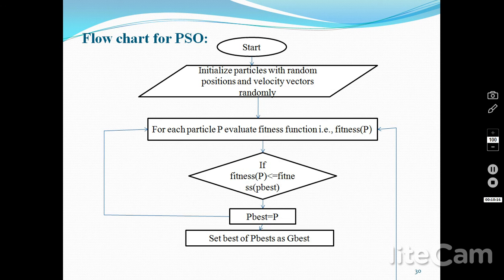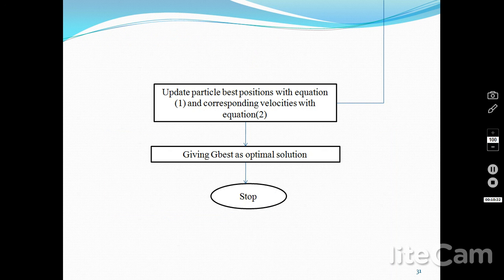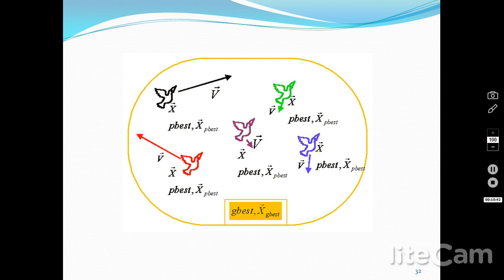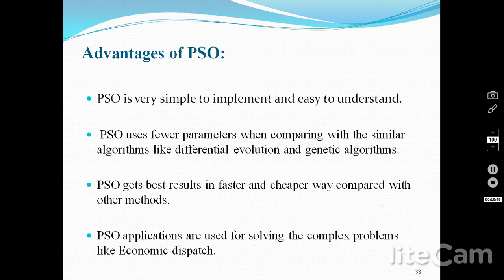Flowchart for PSO. Here we can see the start, and then initialize the particles with random positions and velocity vectors randomly. For each particle P, evaluate the fitness function, and if the fitness value is less than the fitness of pbest, then pbest equals P. Set the best of pbest as gbest, and update the best positions with equation 1 and corresponding velocities with equation 2. Giving gbest as the optimal solution, and then stop. Here we can see a figure representing birds, and each bird has its pbest value, and from all the pbest, the best value is taken as the gbest value.